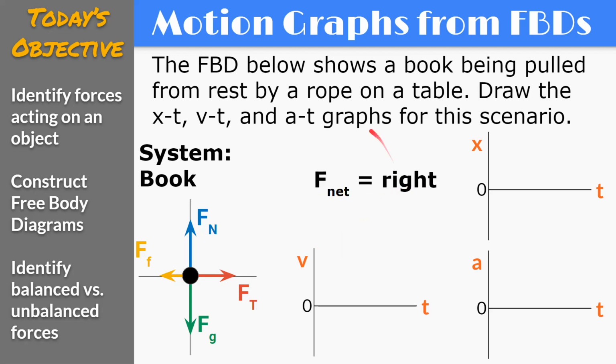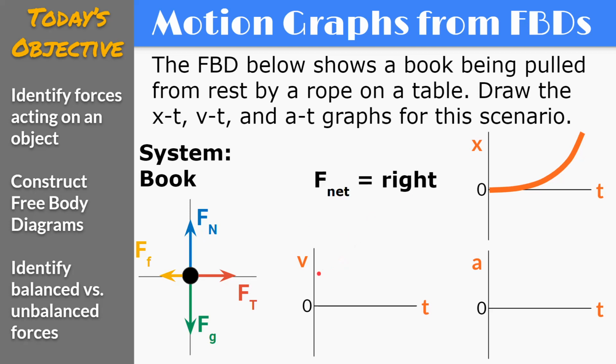And so if this book is being pulled from rest, then that means it's being pulled to the right. Then I'm going to need to show a situation on my XT graph that shows this book speeding up in the positive direction. And that's going to look something like this, where it starts out at rest, so I have this horizontal line, and then it gets steeper and steeper as it speeds up. It doesn't have to start at my y-intercept of 0, but it needs to have this shape to it.